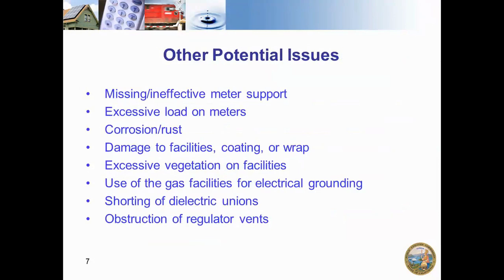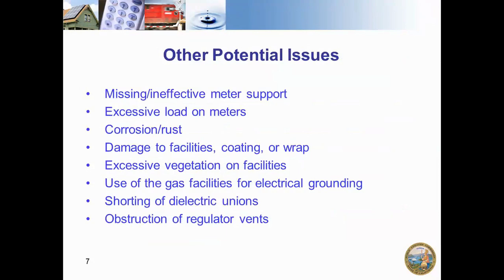Damage to the facilities, coating or wrap. So particularly your pipe to soil interface, right where your pipe comes out of the ground, you should make sure that that's good. And a damaged coating or wrap can actually cause more problems than having no wrap at all. If that's damaged and it's peeling away from the pipe, then water can get in there and then it won't evaporate out. It'll just sit there for longer than it would otherwise. So that needs to be repaired.